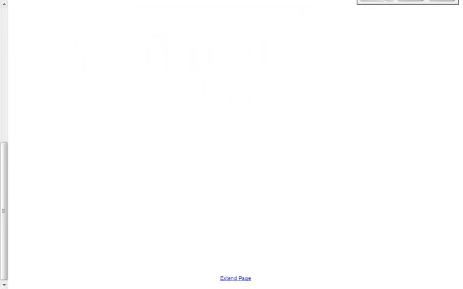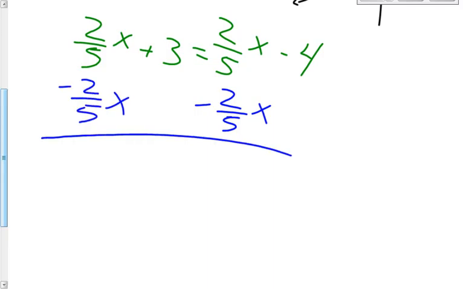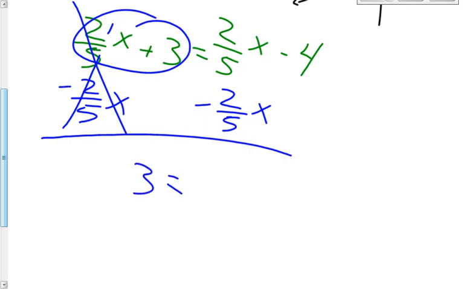So now getting all my x's together, I might subtract 2/5 x right here. And I get 2/5 minus 2/5 is 0 x's, or just 0. So then on the left side, I have the 3. On the right side, 2/5 x minus 2/5 x, those are gone. All I have is the negative 4. Does a positive 3 equal a negative 4? Absolutely not. That is a false statement.